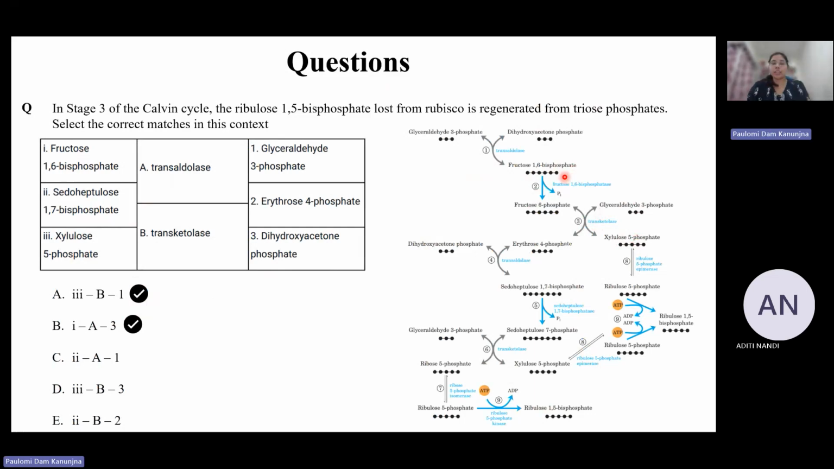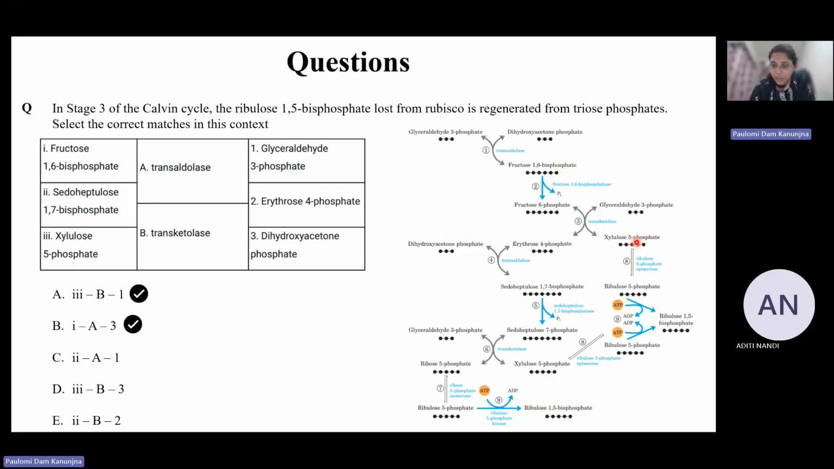Now let's look into the other three. C says 2. 2 is sedoheptulose 1,7-bisphosphate here, right? Then it says A. A is transaldolase, so we can go here. Then it says 1. It should have erythrose 4-phosphate or DHAP, but it rather has glyceraldehyde 3-phosphate, so it's incorrect.